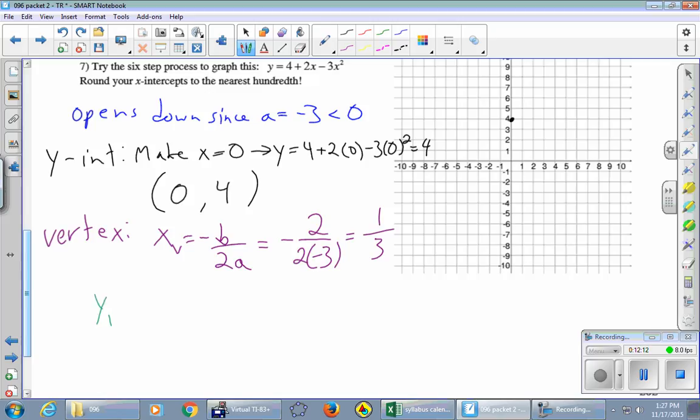So here we go. Y vertex equals. I've only got one equation up here that says y equals. It's the very top one, the first equation. What are we changing those x's into? 1/3. So let's change them both into 1/3. 4 plus 2 times 1/3. That's the x-coordinate of the vertex. We just found it. Minus 3 times 1/3 squared.